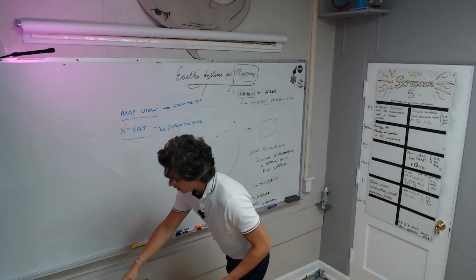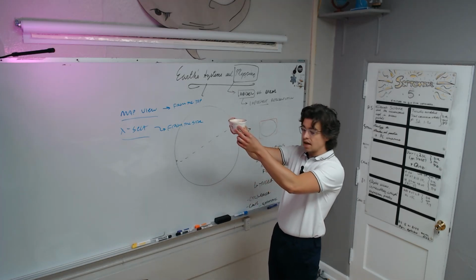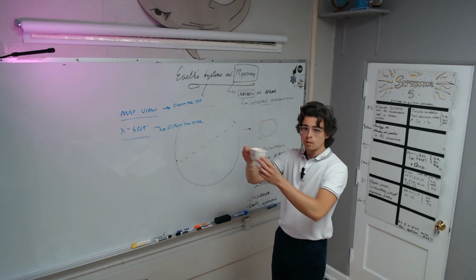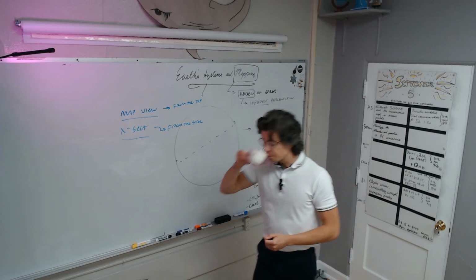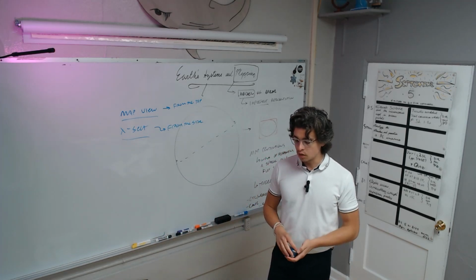So if I look down at my cup from the top, that's like map view. And if I look at it from the side, that's like cross-sectional view. And a lot of times we'll label things so that we know whether we're looking at something from the side or from the top.